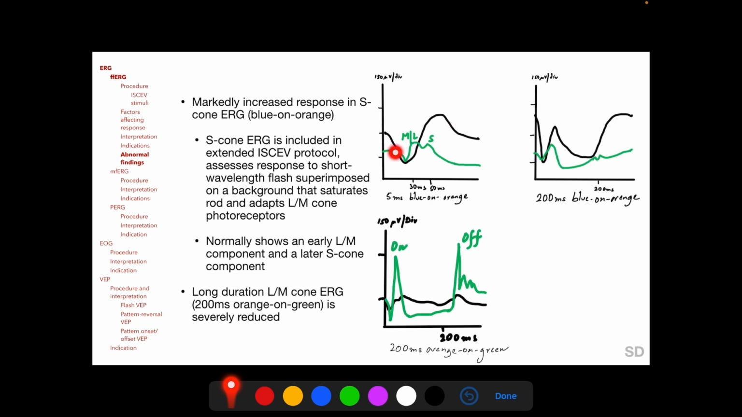In these graphs, the green line shows response from a normal individual and the black line shows response from the patient. And response to long duration LM cone ERG with a 200 millisecond orange on green stimulus is severely reduced as shown in this diagram, in which ESCS patients have a reduced amplitude, and in a normal individual the response is biphasic for the on and off pathways.